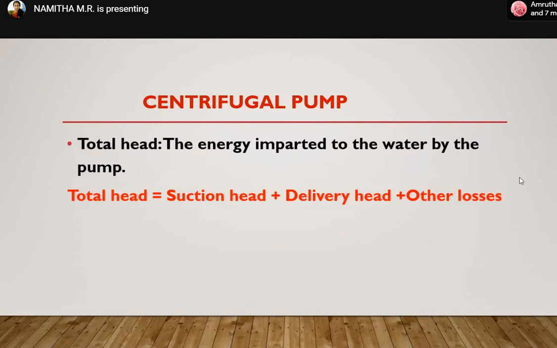And the total head, what do you mean by total head? The total head is the energy imparted to the water by the pump. Some energy has to be imparted on the water, right? Water has to be forced out of the pump. So for that, the pump has to insert some energy on the water. That energy is actually known as total head. The total head is the sum of suction head, delivery head, and other losses which may occur in between, in the pipelines or discharge end or suction end, everything. All the losses will be included in that.